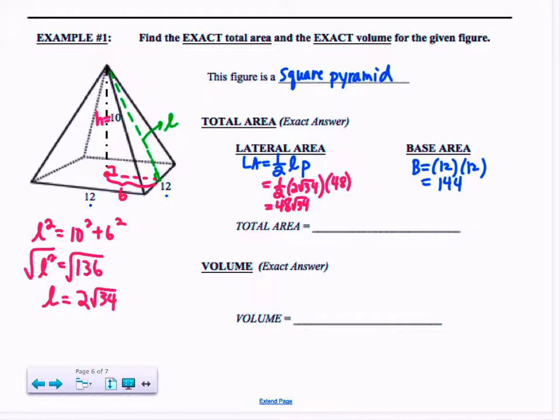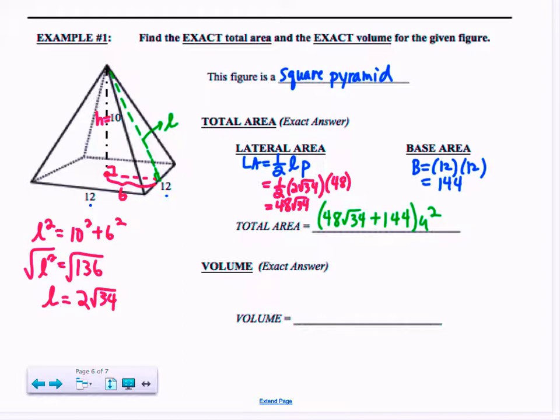So my total area is my lateral area of 48√34 plus my base area of 144. And since it's area, it's units squared. Oofta. A lot of work for one problem. How about the volume?